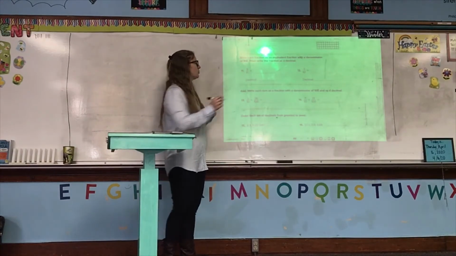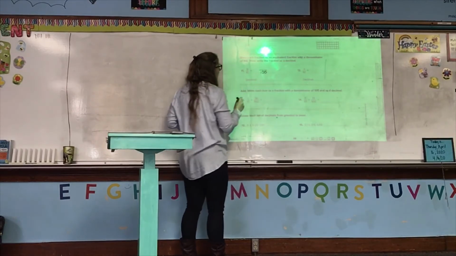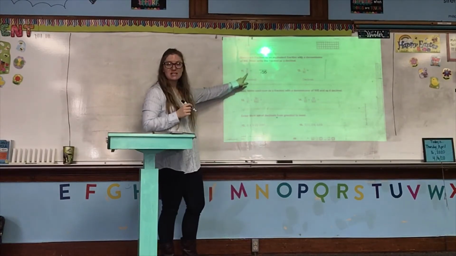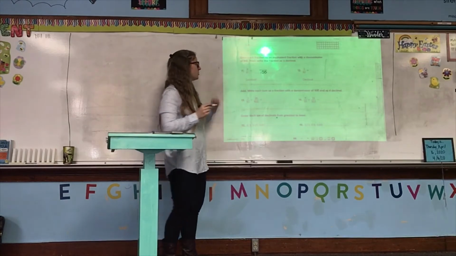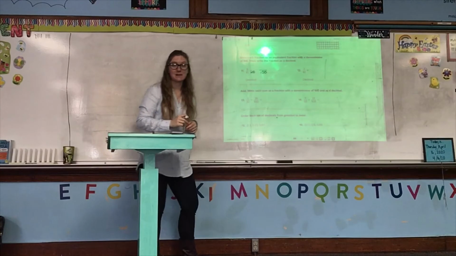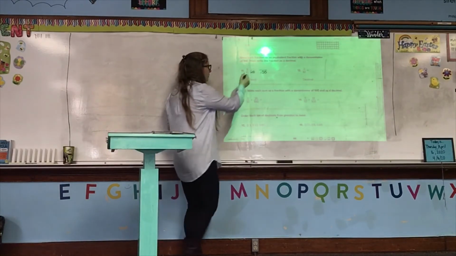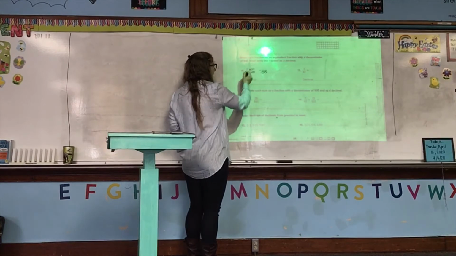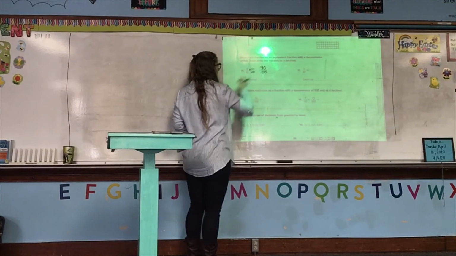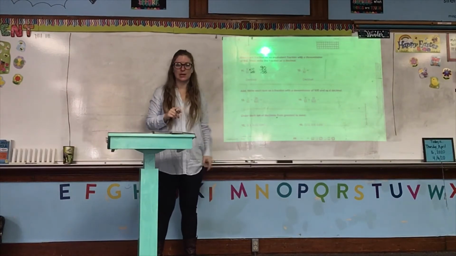So in order to make each of these a fraction with a denominator of 100, we first need to figure out what we did to our denominator of 10 to make 100. And we know that we multiplied it by 10 because 10 times 10 equals 100. Whatever we do to the denominator, we also do to the numerator. 9 times 10 equals 90. So 9 tenths equals 90 hundredths.